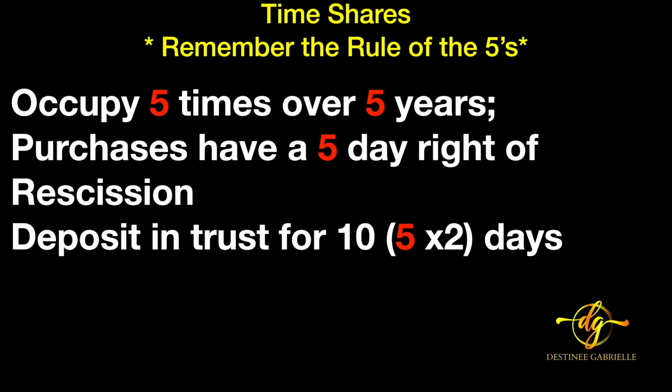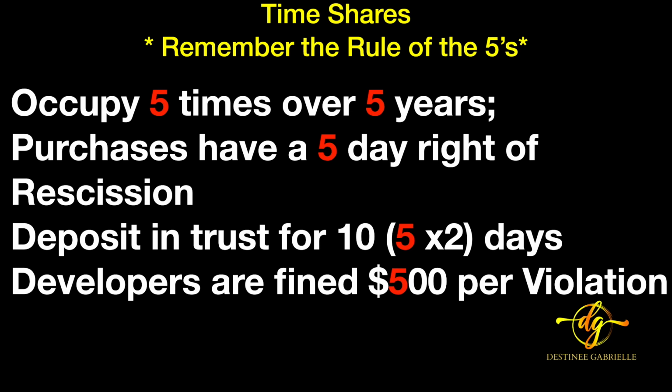And then this is where that caveat comes into play. Developers can be fined $500 per violation. So the rule of 5s. So once you get that down and you're going over your notes and you see timeshares, remember, Destiny said the rule of the 5s.